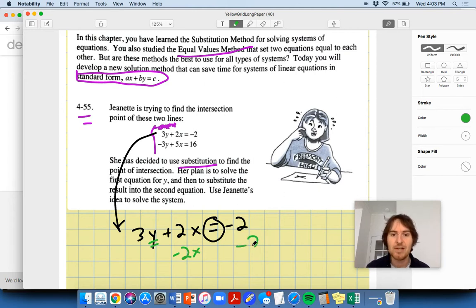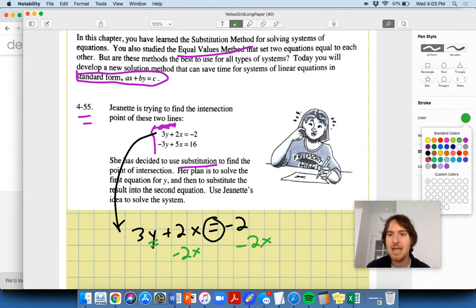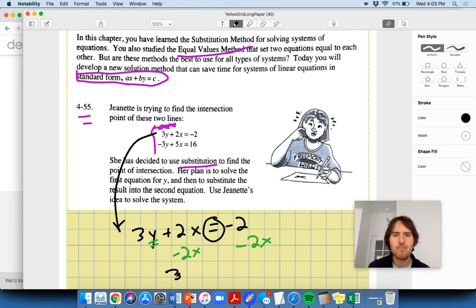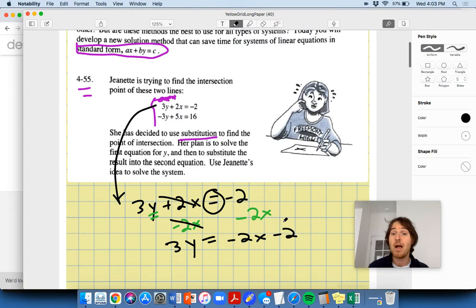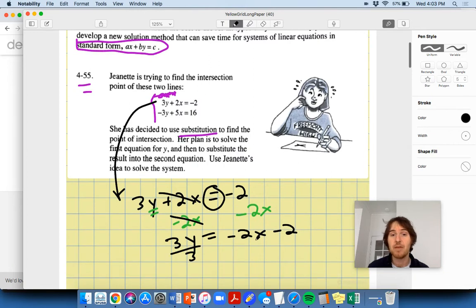So I'll take away 2x over here, and then my equation's simplified so that I'm isolating y. Now I just have 3y left on that side, and that's equal to negative 2x minus 2, based on the way this original statement was set up. So now I'm going to divide both sides by 3. Divide by 3 here, divide by 3 here.